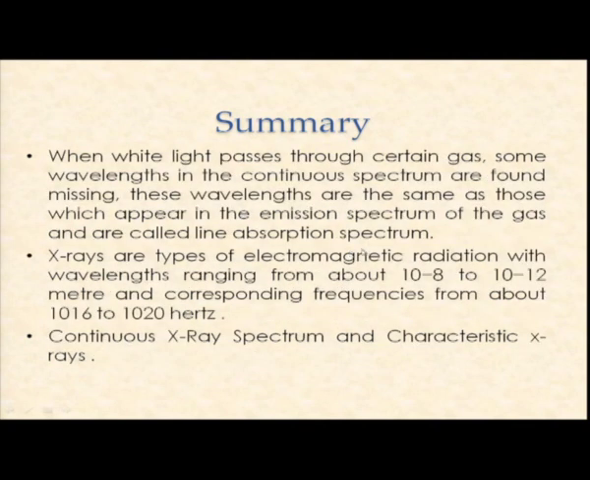When white light passes through certain gases, some wavelengths in the continuous spectrum are found missing. These wavelengths are the same as those which appear in the emission spectrum of the gas and are called line absorption spectrum. Then we learnt about X-rays and the production of X-rays. X-rays are electromagnetic radiations of about 10 power minus 8 to 10 power minus 12 meter. Two types of X-ray spectrums are there: characteristic X-ray spectrum and continuous X-ray spectrum.